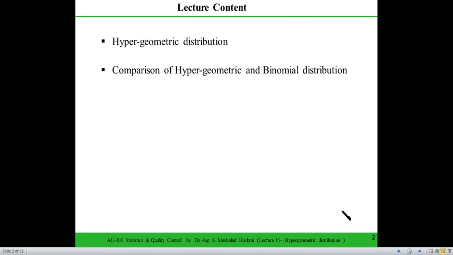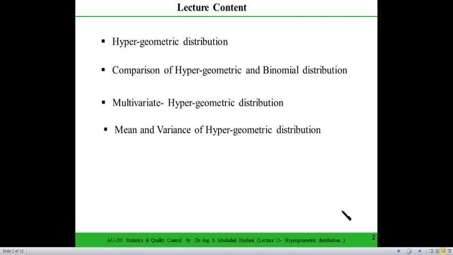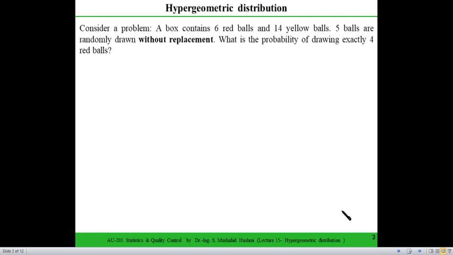We start with hypergeometric distribution, and then we will compare hypergeometric and binomial distributions because both are discrete distributions. So we will look into the case of multivariate hypergeometric distributions, and then we look into the formula for calculating the mean and the variance of hypergeometric distribution, and in the end we will look at the same thing using Minitab as well.